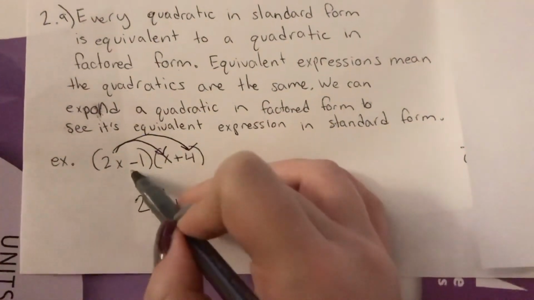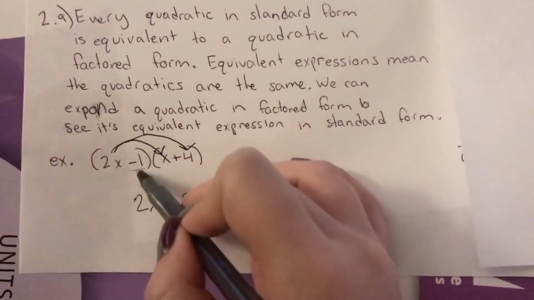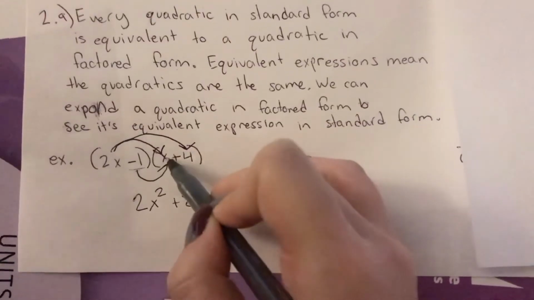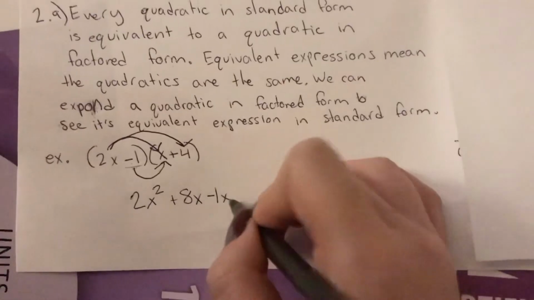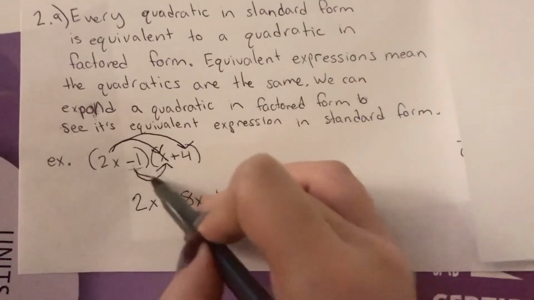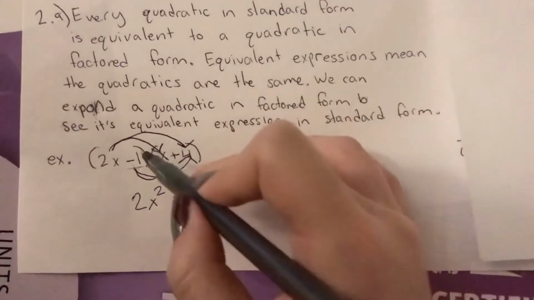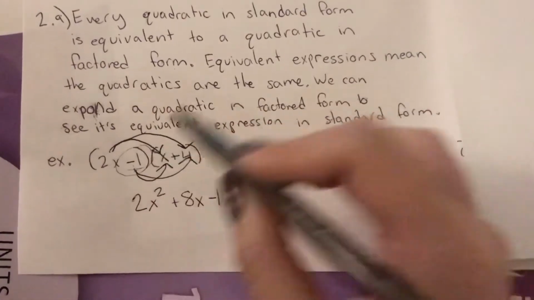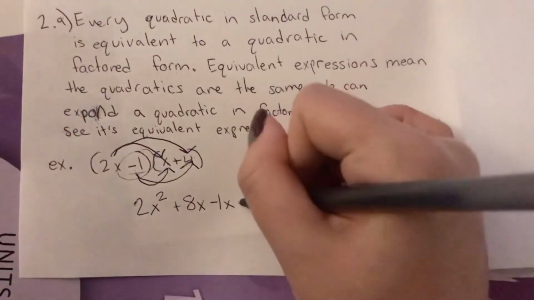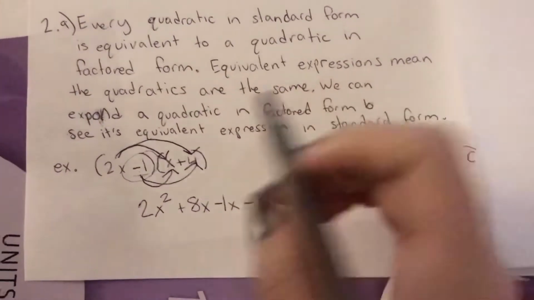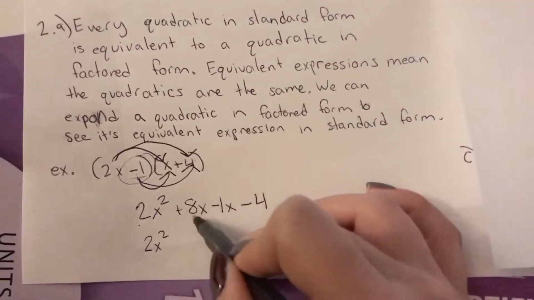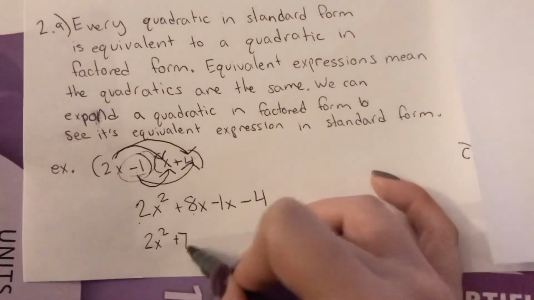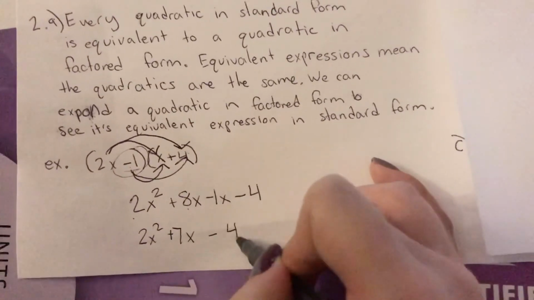Then I'm going to take the second term in my first factor and multiply it by the first term in the second factor. Negative 1 times x is just negative 1x. And lastly, I have negative 1 times 4. Again, you must include the sign. Negative 1 times 4 is going to be negative 4. Now I need to combine like terms. I have 2x squared. 8x minus 1x is positive 7x, minus 4.